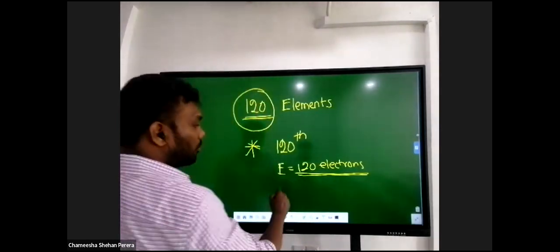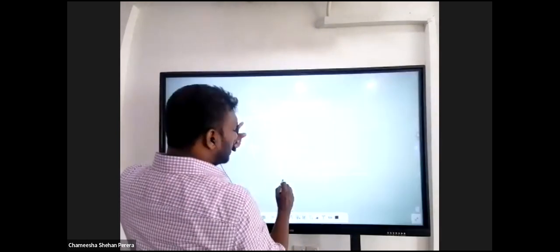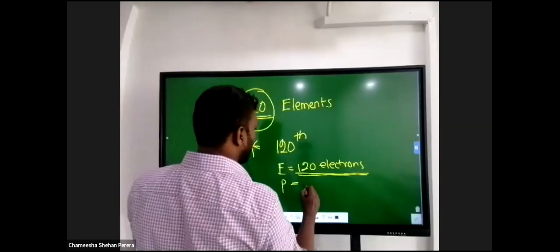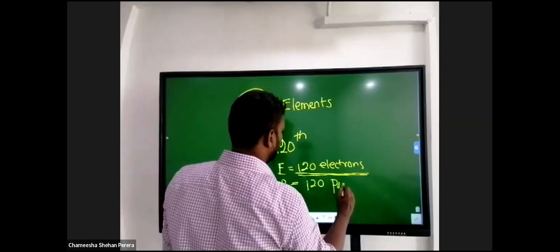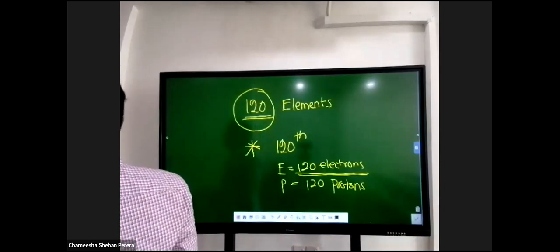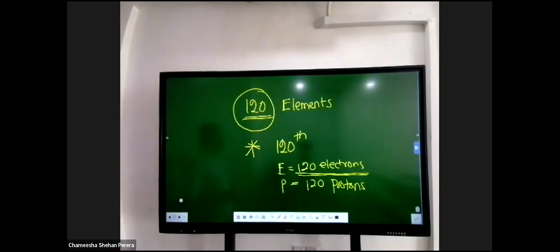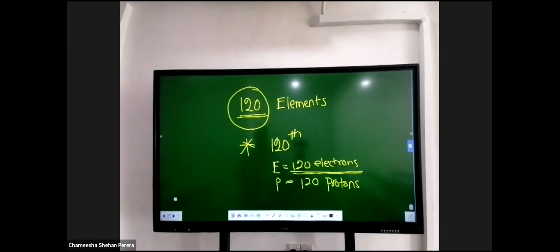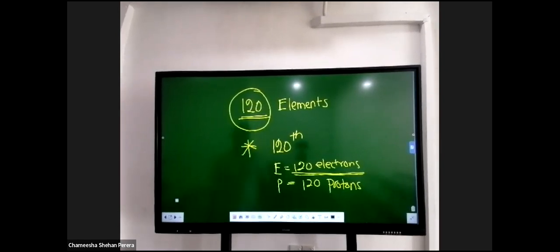But this element also contains 120 protons. So this element contains 120 protons and 120 electrons. Let's imagine so, right?